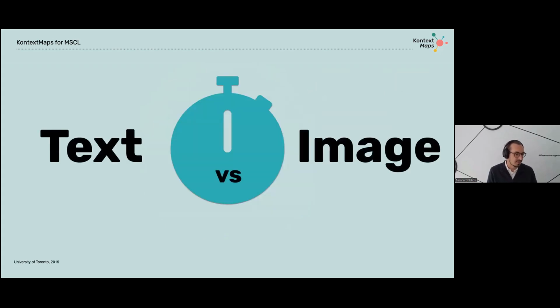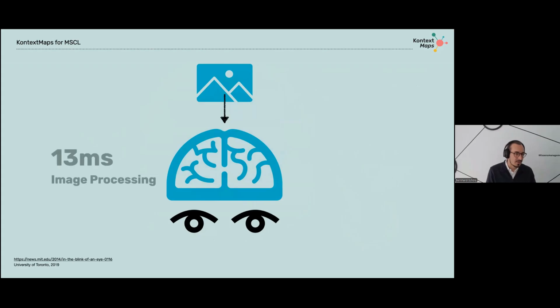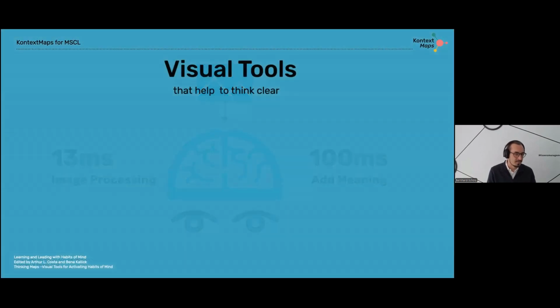What is particularly interesting here, however, is that images are processed much faster than text. Processing an image goes 60,000 times faster. It takes about 13 milliseconds to process an image and 100 milliseconds to add meaning. In contrast, it takes about 4 seconds to immediately understand a simple sentence in text. We humans are visual beings. So, of course, this calls for visual tools to help us think.